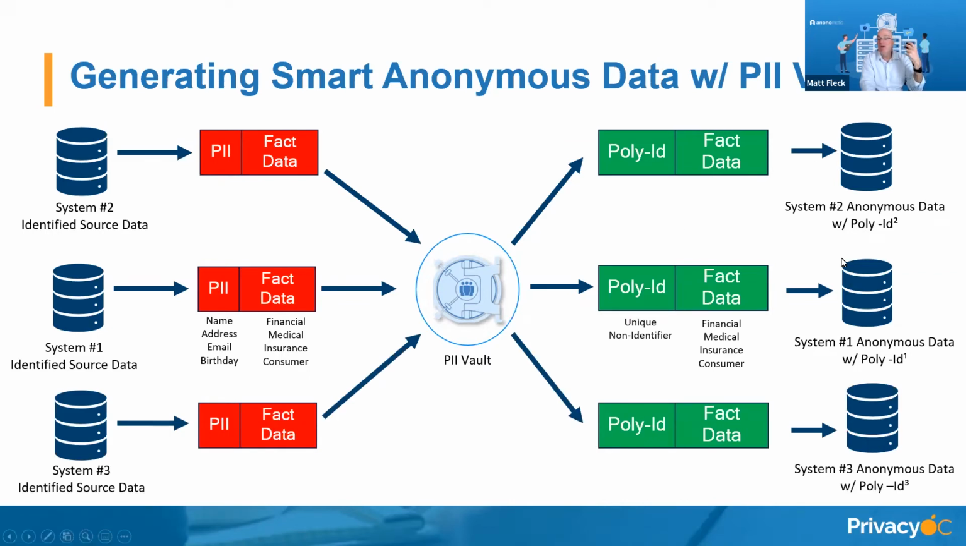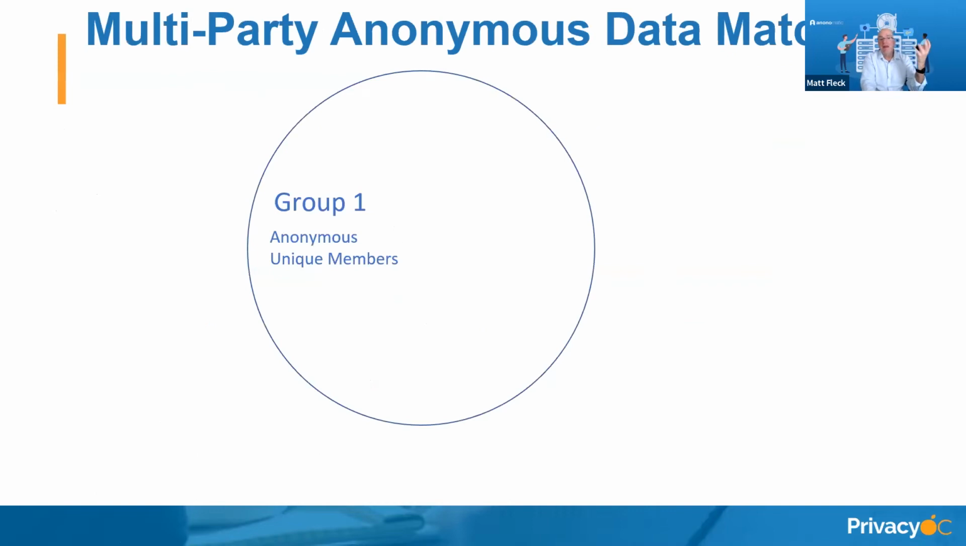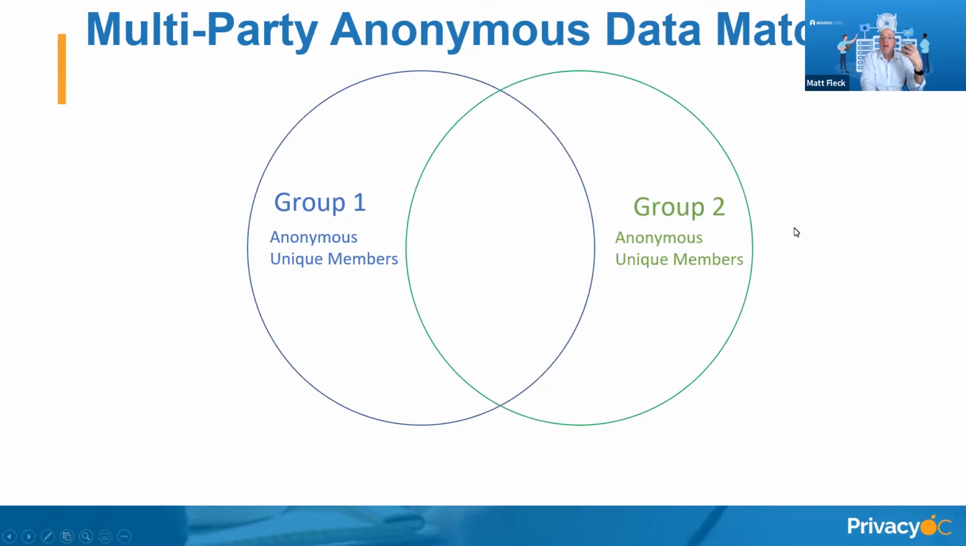So we have all these different sets of completely anonymous data that has no direct identifiers, but we still can't really use it yet. What we want to do is find the overlap. We want to take a look at any of those anonymous and unique members in the first group of data and the anonymous ones in the second, and we want to find who is common between them. Well, I just said that those poly-IDs are different. We're not using tokenization.